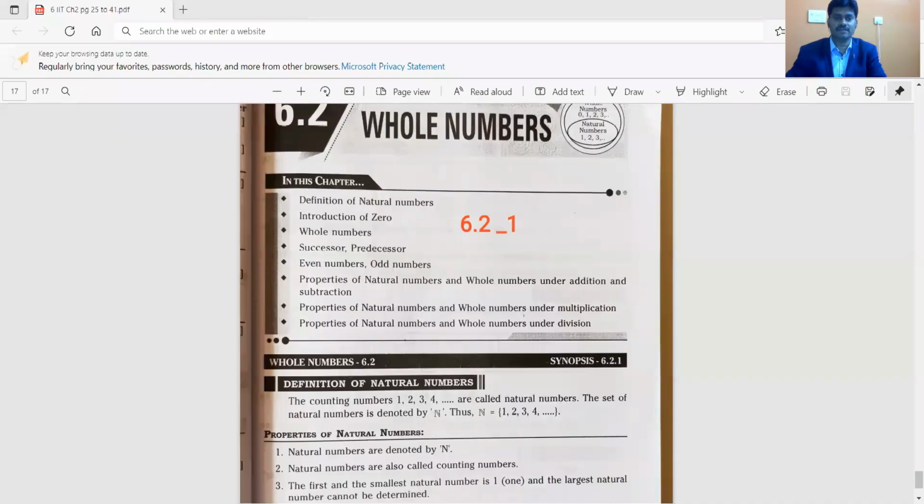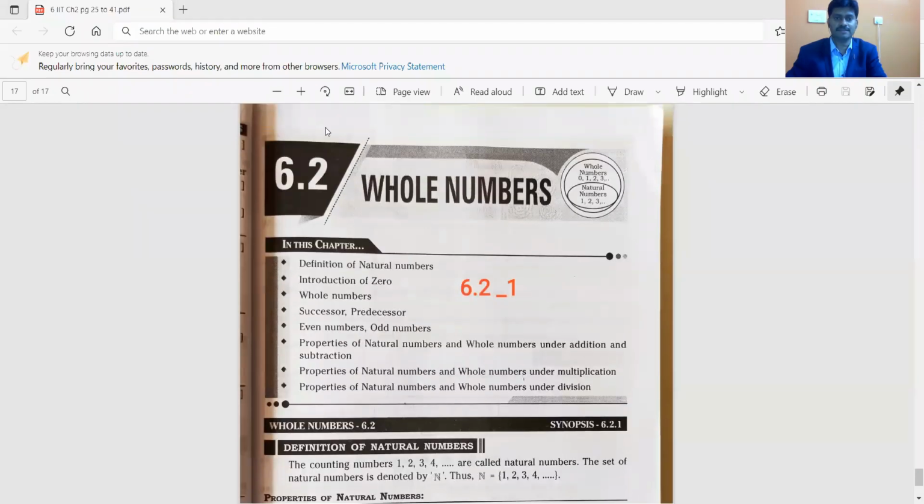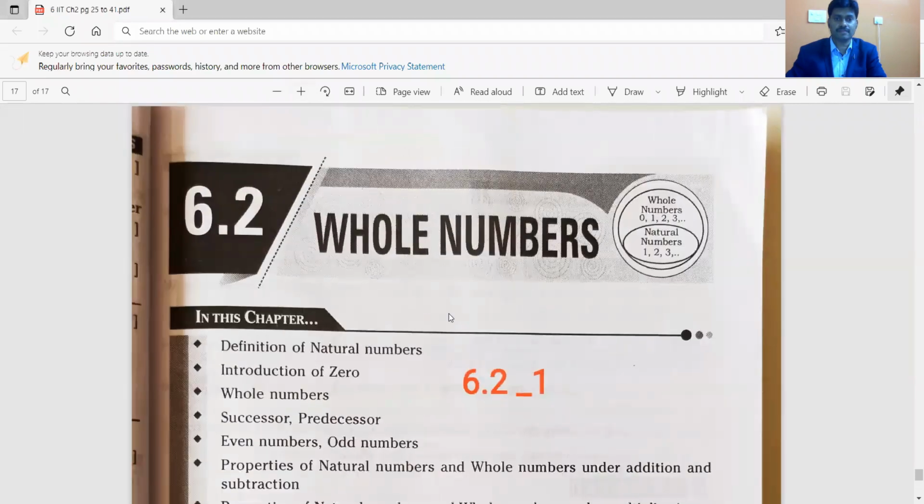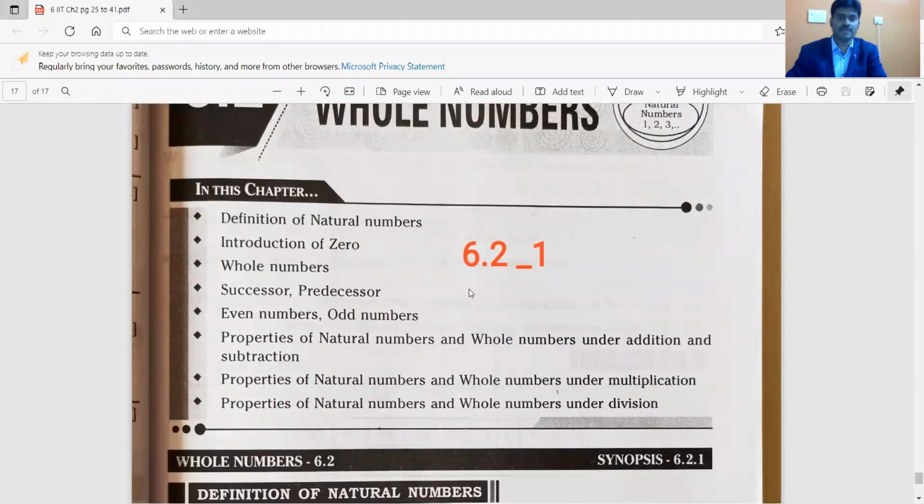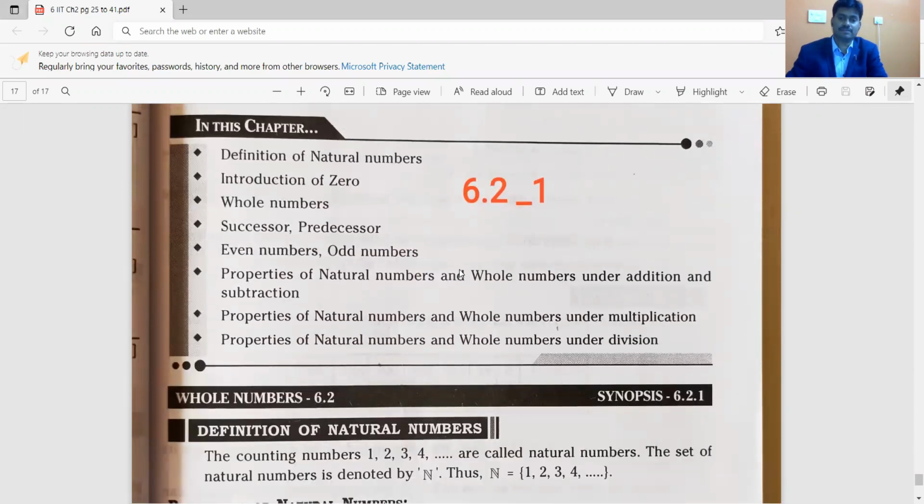Let's check. So in this chapter, what shall we learn? Please check the screen. You can see the screen. So: definition of a natural number, introduction to zero, whole numbers, successor, predecessor, even numbers, odd numbers, properties of natural numbers and whole numbers under addition and subtraction, properties of natural and whole numbers under multiplication, natural numbers and whole numbers under division. So let's see.